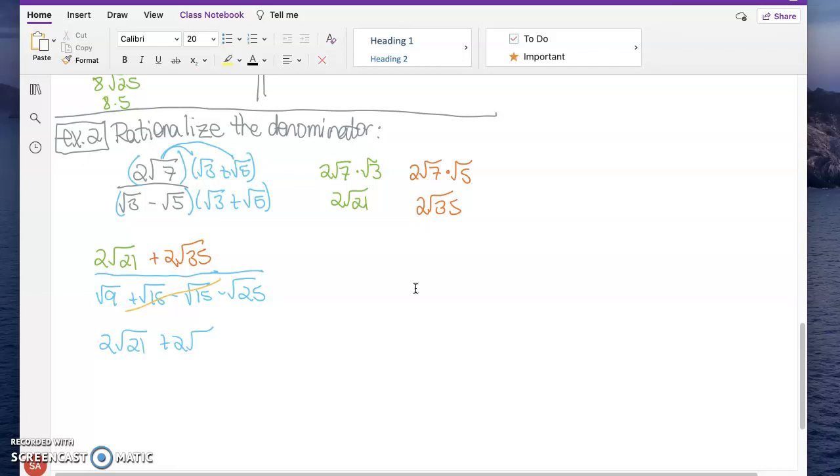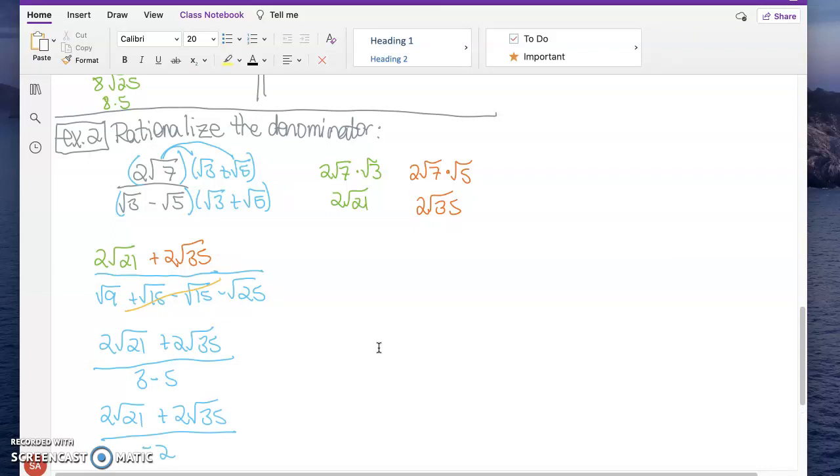Lo and behold, the radicals are gone. That's the magic of the conjugate, okay? So 2 rad 21 plus 2 rad 35 over negative 2. I'm going to divide everything by negative 2.